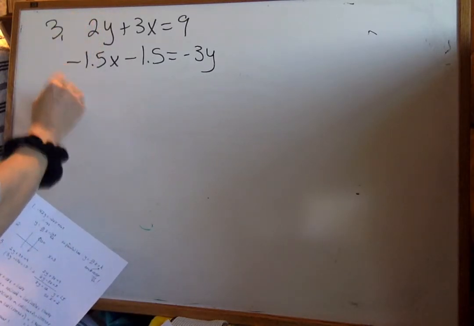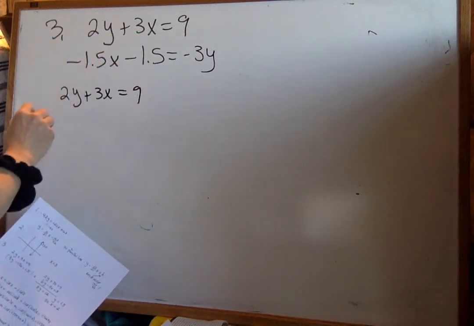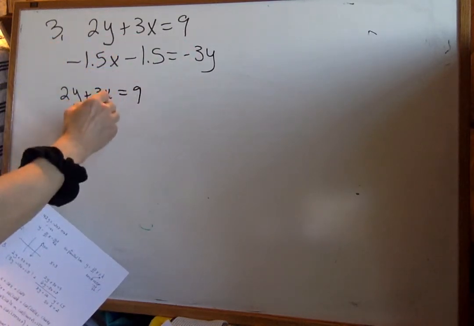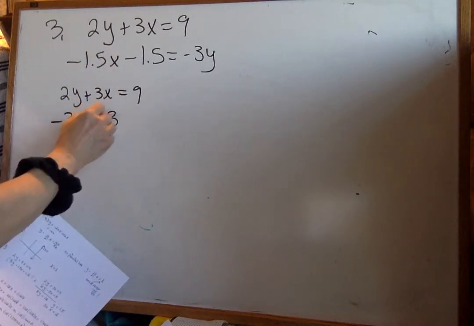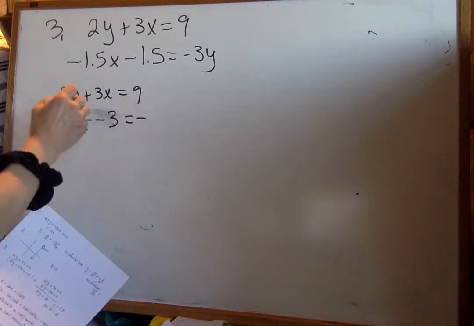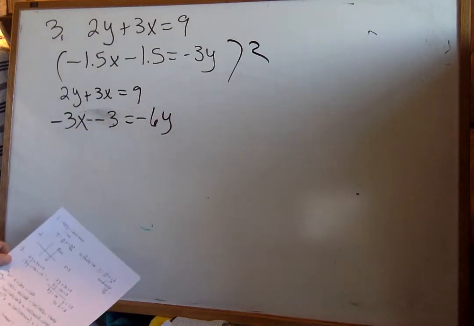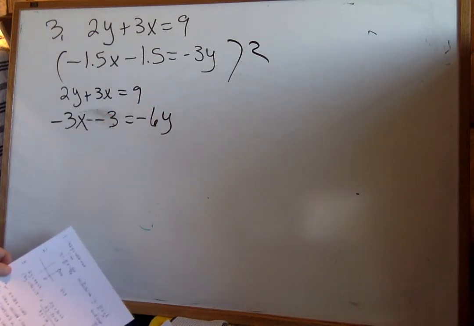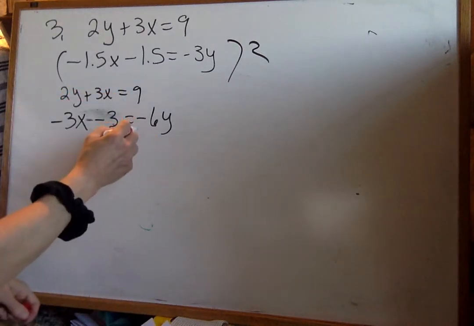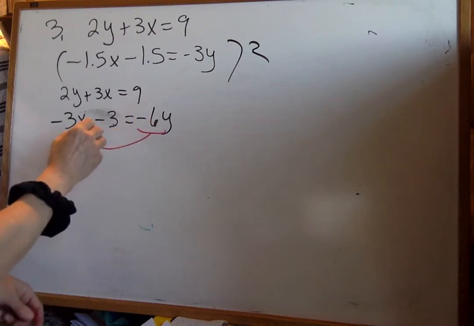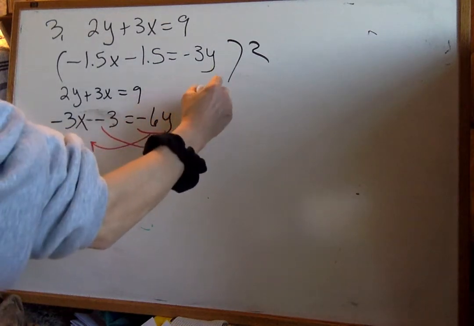So let me rewrite my first one. Let's multiply everything by 2. So I've got negative 3x minus 3. I'm multiplying by 2, right? By 2 equals negative 6y. Now, I really do need to line some things up. How about if I send this over here and I send this that way?